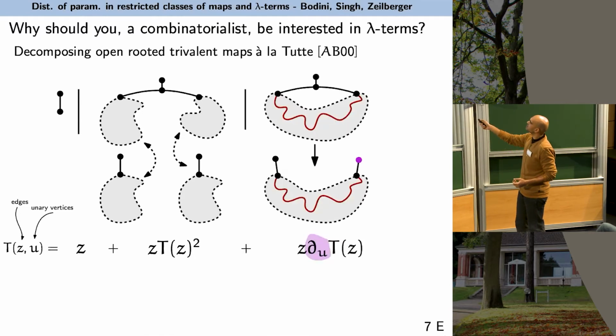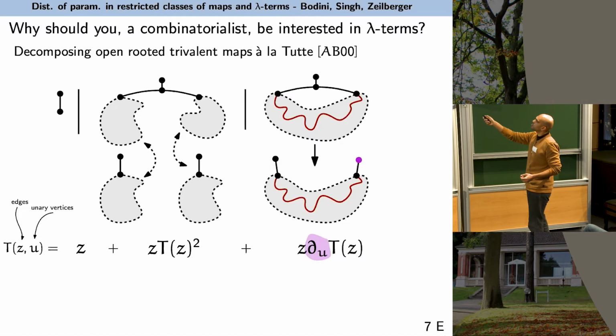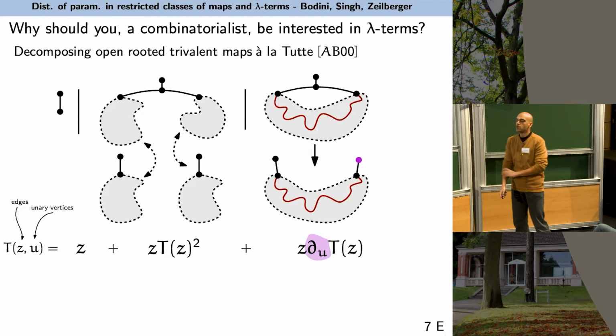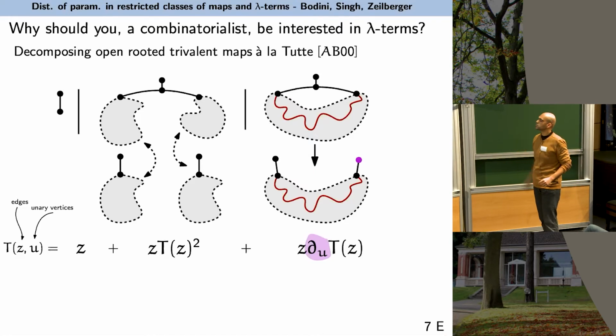Or we can have the case that we cut the root and we cut its immediate neighbor, but the remaining map is not disconnected. And so in this case, we can canonically root on one of the two resulting edges, and we can point at the other edge just to keep track of it. So this is given here by a differential operator. We have kept track of all the data we need: we have canonically rooted on one edge, and we have kept track of the other by way of pointing. And indeed, this gives us a nice generating function enumerating open-rooted trivalent maps using this decomposition.